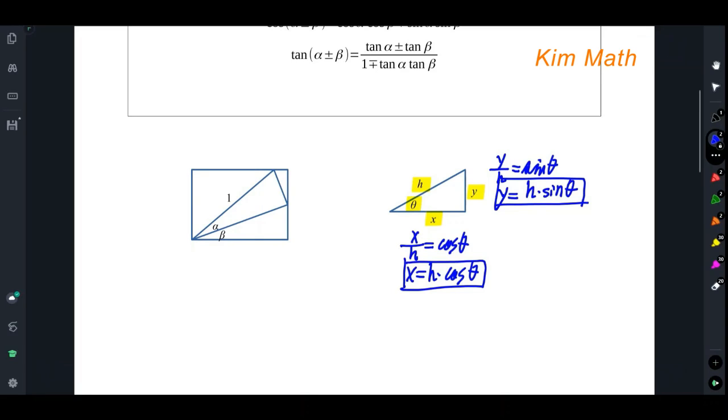Now look at the left side picture. I have a square, and inside a right triangle is inscribed, and to make the question simple, I make the hypotenuse 1 here, and two angles, alpha and beta. Okay, I will erase this one. Okay, first please focus on this right triangle.